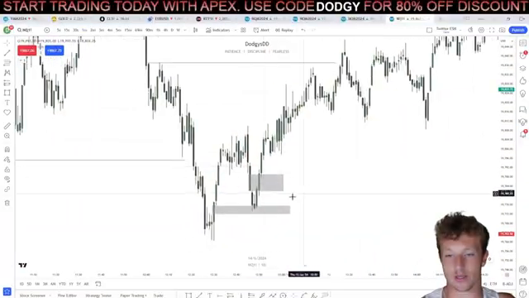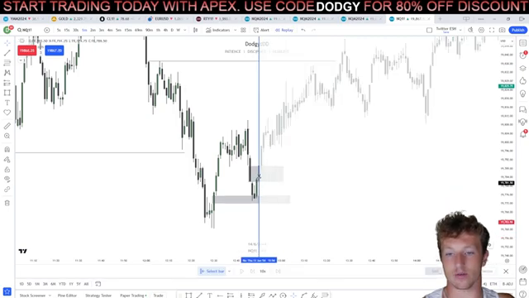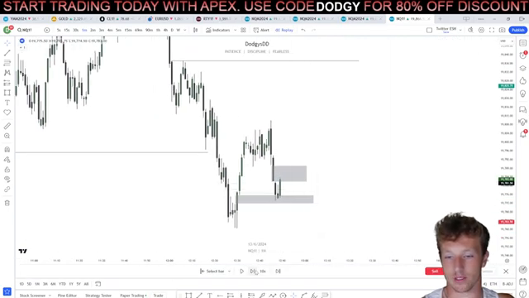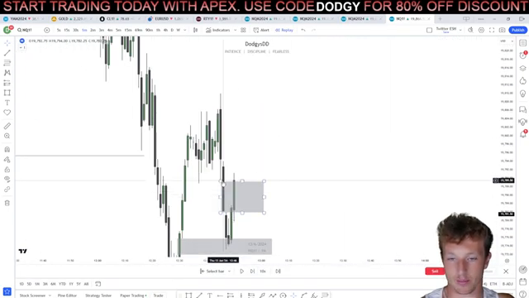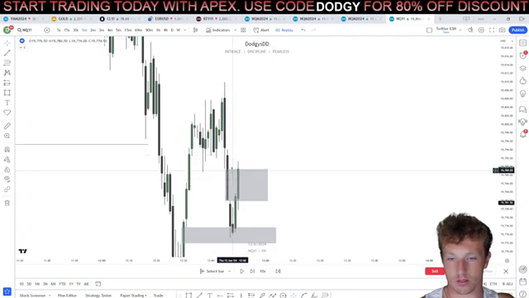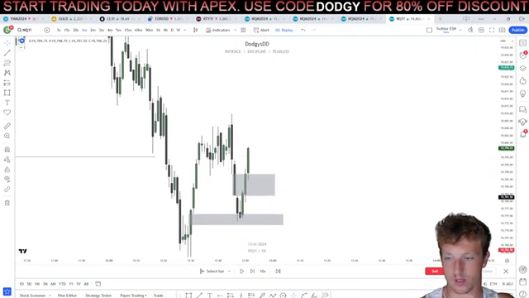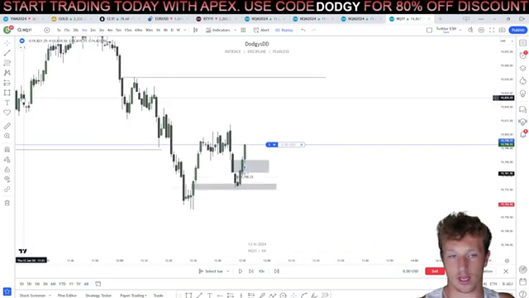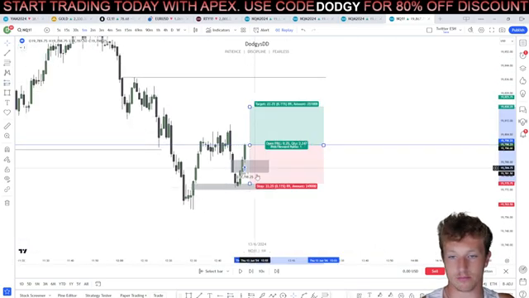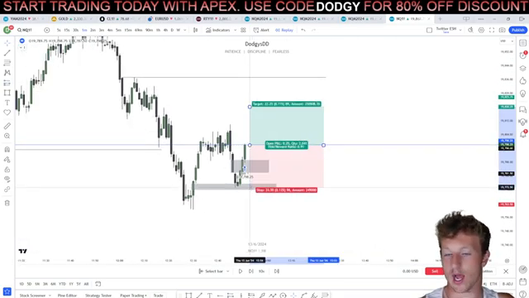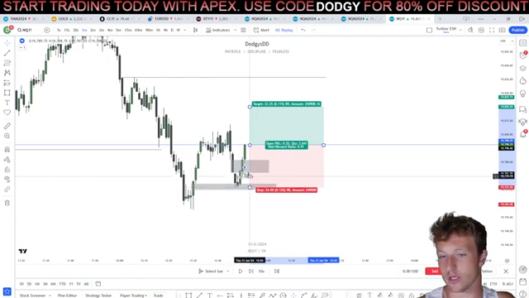So in this situation, I look for this to be turned into an inversion fair value gap. So what I'd do is wait for a body close above. And you can see we don't close above here. So right here is where we close above. Then I'd buy, and my stop loss would be either one, you could do it to the low, or two, you could do it on a close below. So if it closes below, you could do that.